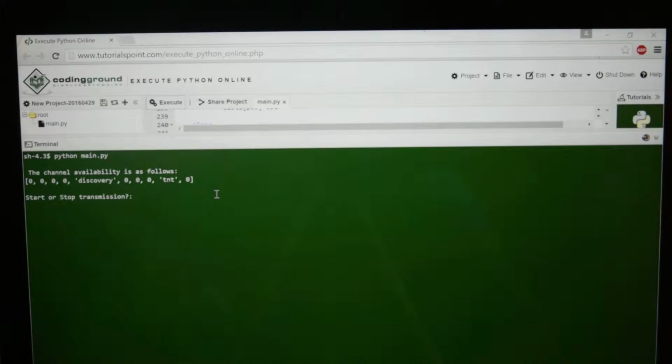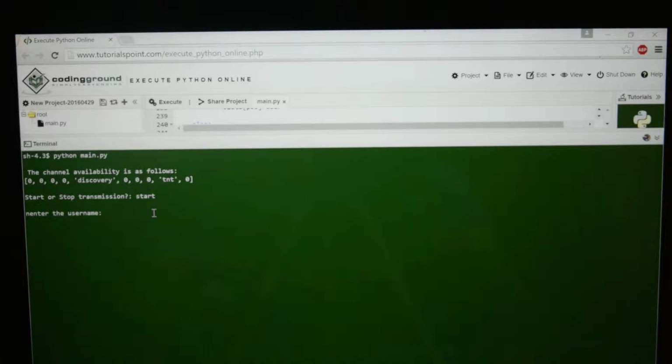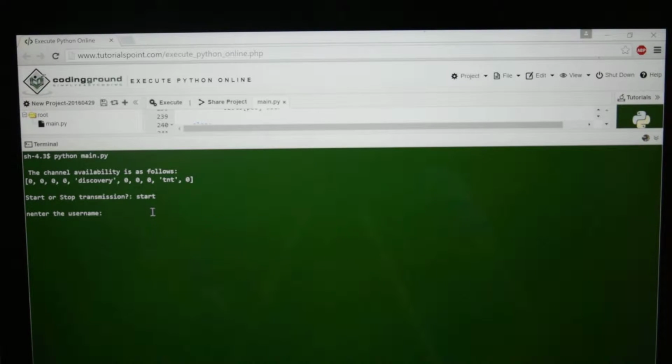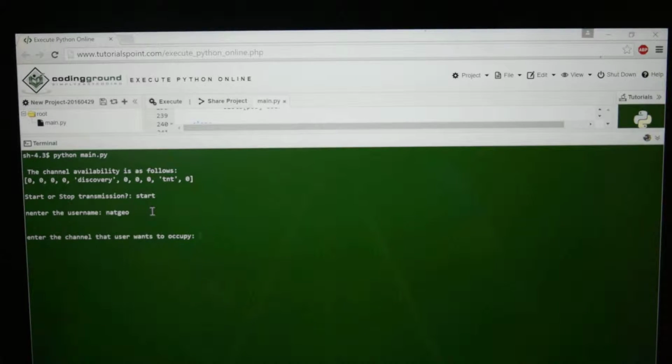When I run the program, it shows that Discovery and TNT are transmitting and all the other channels are empty. So let us say now that we want to start transmission. It asks for the username who wants to transmit. Now National Geographic wants to transmit, so the username will be Nat Geo. It asks for the channels that the user wants to occupy. Now suppose we say that National Geographic wants to occupy channel 8.